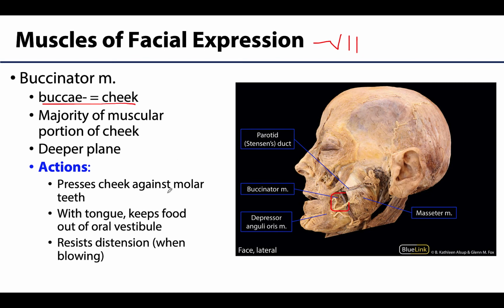And what this muscle does is it's going to really press that cheek against the molar teeth, which will keep food out of the oral vestibule. And the oral vestibule is that part of the inside of your mouth, that space in between your teeth and your cheek region. You don't want food stuck in there. And so that buccinator will press against that and send it back towards the oral cavity proper to allow for movement through the pharynx.